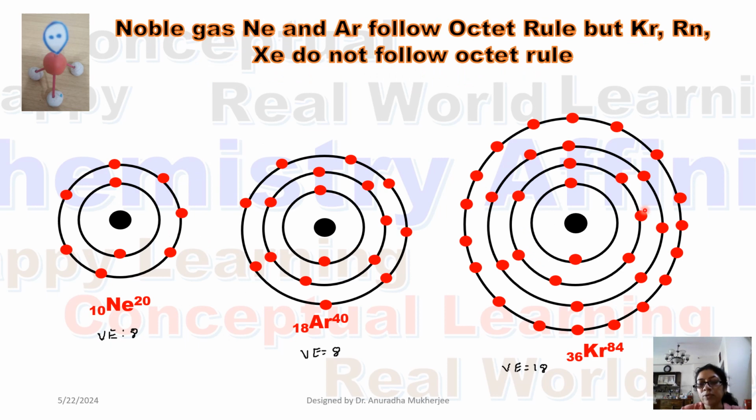We can take a few examples of noble gases where we can see that a few noble gases are following the octet rule, and a few are not. Noble gases like neon and argon follow the octet rule because their valence orbital has 8 electrons. But from krypton we can see they are not following the octet rule. In krypton they have 18 valence electrons in the valence orbital. So that means from krypton, xenon and radon, they do not follow the octet rule.